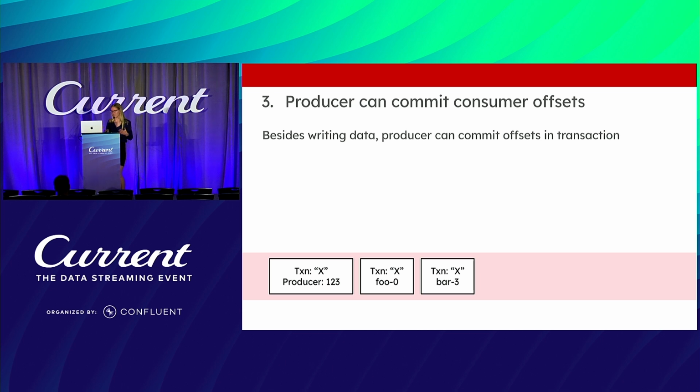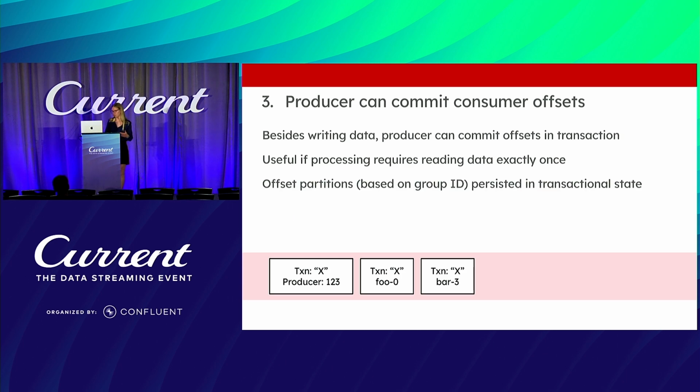So besides writing the data, you might want to commit the offsets, and this is useful in those streaming cases where maybe you want to read from some input partition, do some processing operation, and then commit the output. And you only want to do that exactly once. You don't want to reread it and reprocess.